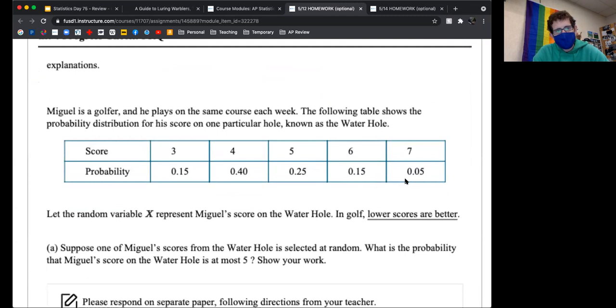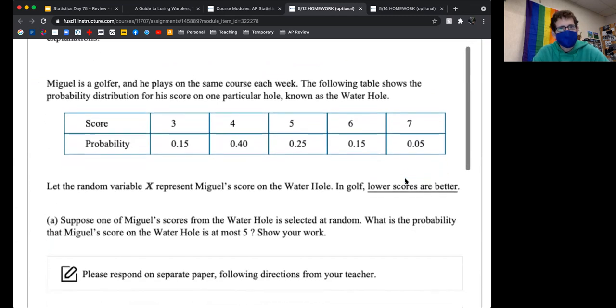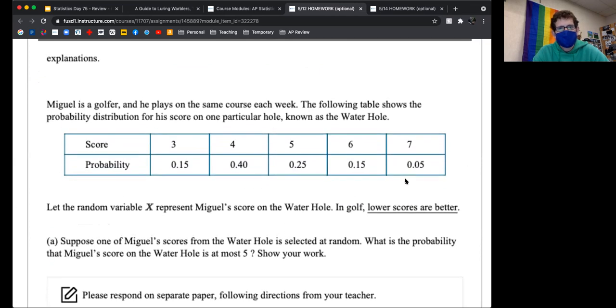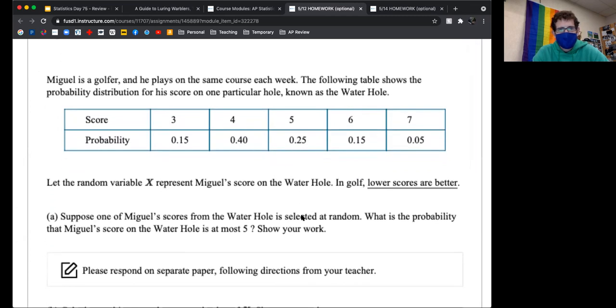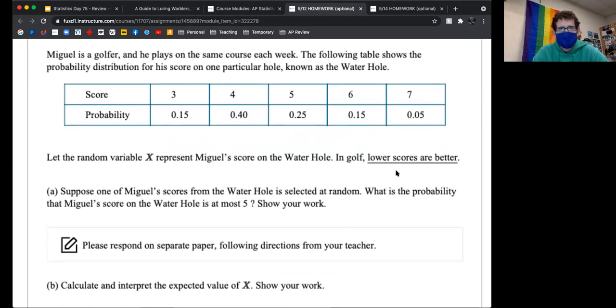And I'm not going to do parts A, B, and C fully, but I'm just going to talk about it a little bit. This is a probability distribution. And you can see that here are the scores on one particular hole, known as the water hole. So he might get as low as 3 strokes, as high as 7 strokes. And you can see the probability distribution of that. So random variable X represents Miguel's score on any given time of trying to do this water hole. Lower scores are better in golf.